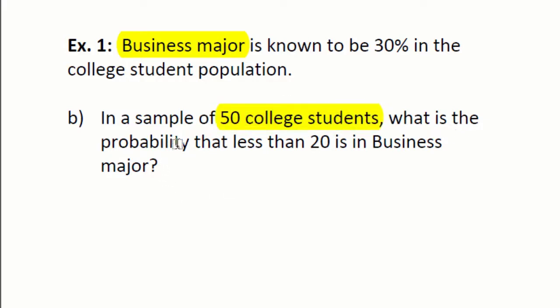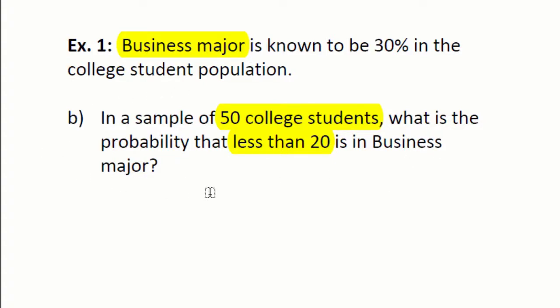So now, as the wording describes, in a sample of 50 college students, we want to find the probability that less than 20 of those 50 college students are business majors. So the question remains exactly the same. It's just that we changed to a different sample size. That does indeed cause some impact for us. I want to point out that it's a completely brand new problem, even though it's the same idea.